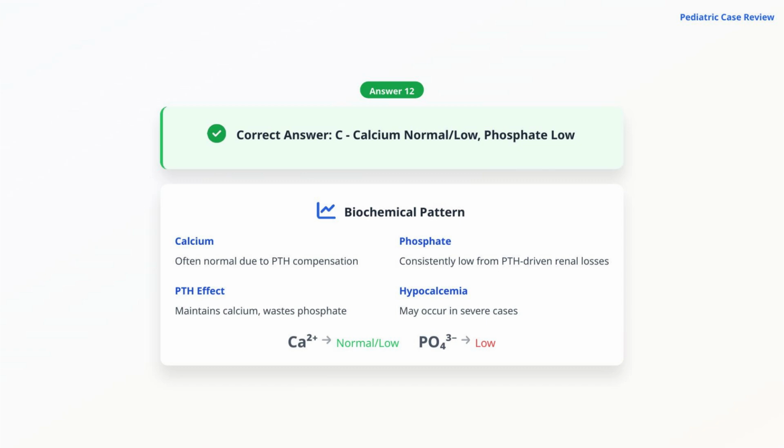Serum calcium is often maintained in the low normal range through compensatory parathyroid hormone secretion. However, phosphate levels are consistently decreased due to parathyroid hormone-driven renal phosphate wasting. In severe cases, hypocalcemia may occur, increasing the risk of tetany and seizures.